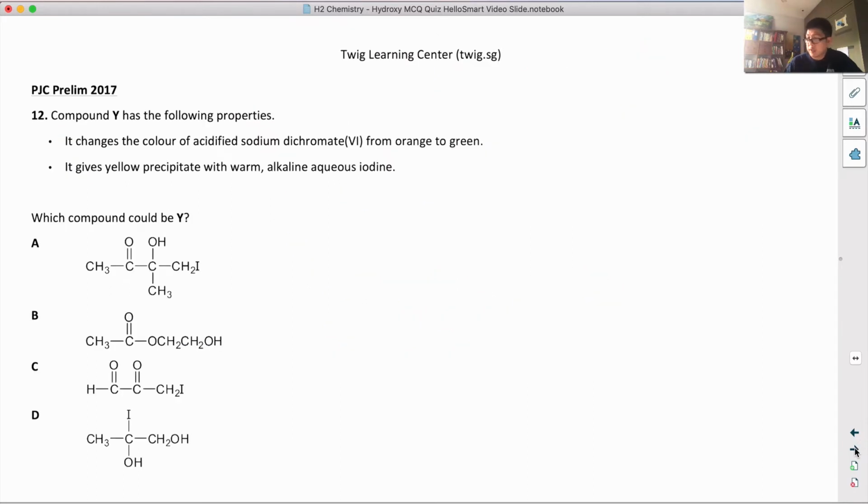Let's look at question number 12. Which of the compounds has the following properties? It changes the color of acidified dichromate from orange to green, so it means that something undergoes oxidation. It gives a yellow precipitate with warm alkaline aqueous iodine. So it must have either this structure, or this structure.